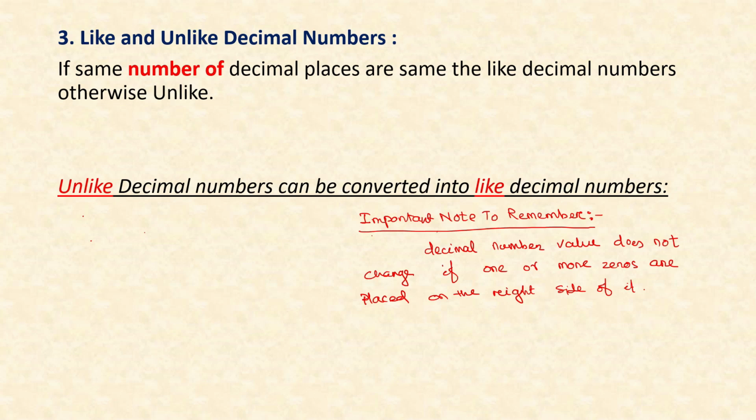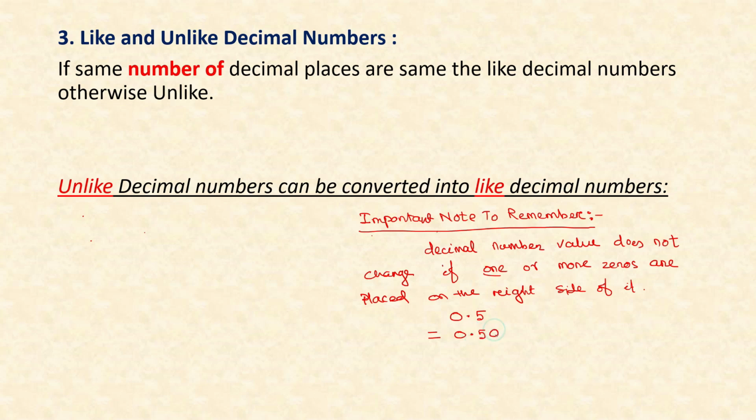Let us now understand how we can convert unlike decimal numbers to like decimal numbers. Before that, let's understand a very important note, that a decimal number's value doesn't change if one or more zeros are placed on the right side of it. Let us understand from one example. So let us say one decimal number is 0.5. This value is exactly the same if I write 0.50.